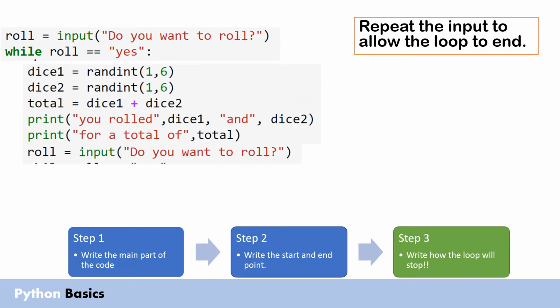Then step 3 is we write how the loop is going to stop, and that tends to be a copy of the starting point. Okay, so you can see these 2 lines I've highlighted are exactly the same. There's no difference, and all I've done is copy and paste it. But that allows me to get to the end. So eventually they're going to say no, and that will stop the loop. Just as a key point, if I enter anything other than yes, then it's going to stop the loop. Okay, so that is just how this code works.